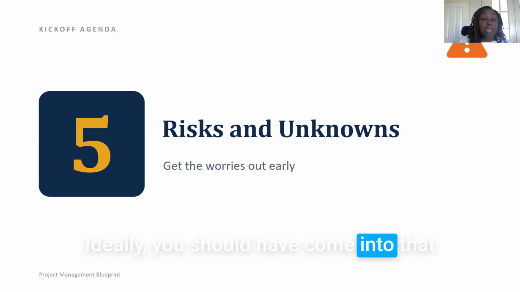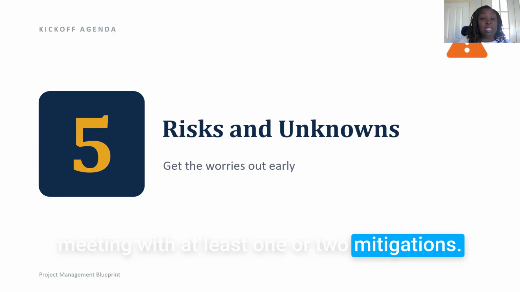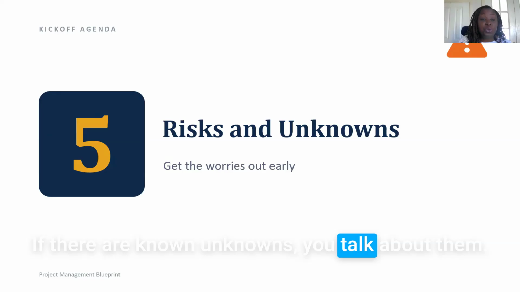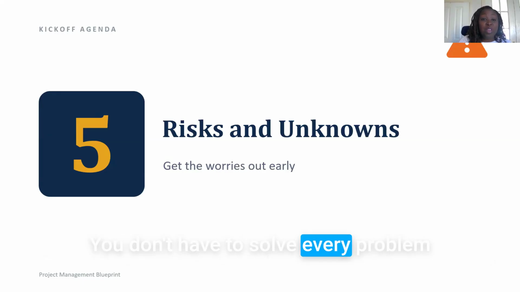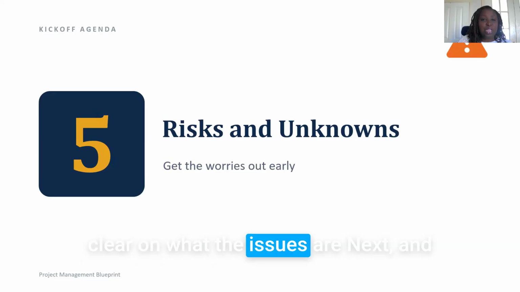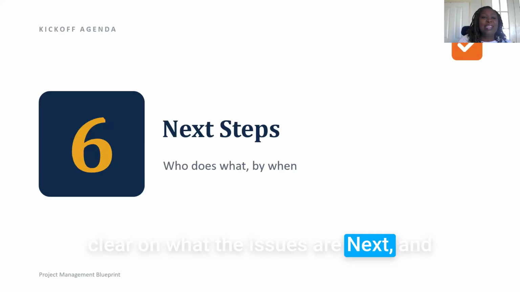Ideally, you should have come into that meeting with at least 1 or 2 mitigations. If there are unknown unknowns, you talk about them. You don't have to solve every problem in that meeting, but at least let's be clear on what the issues are. Next, and finally, you want to define next steps.